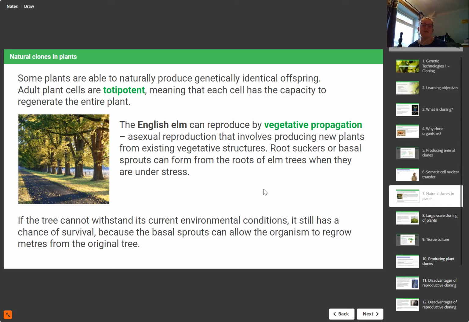So where the tree can't withstand its current environmental conditions, it still has a chance of survival because these basal sprouts can allow the organism to regrow meters from the original tree, so they can sprout out and regrow somewhere else.